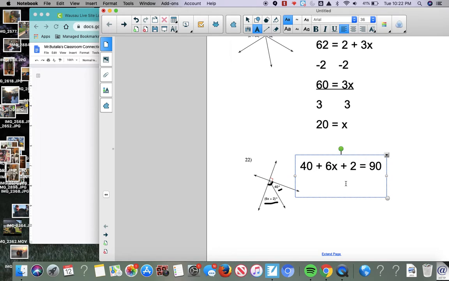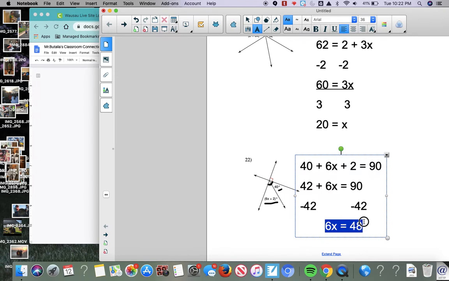So I'm going to combine like terms. So we get the 40 and the 2 to get 42. And plus, here's my 6x equals 90. And next I'm going to subtract 42 from both sides. And when I do that, I'm left with 6x equals 90 minus 42, which gives me 48.